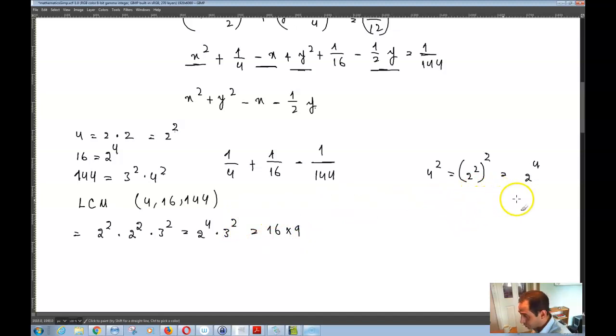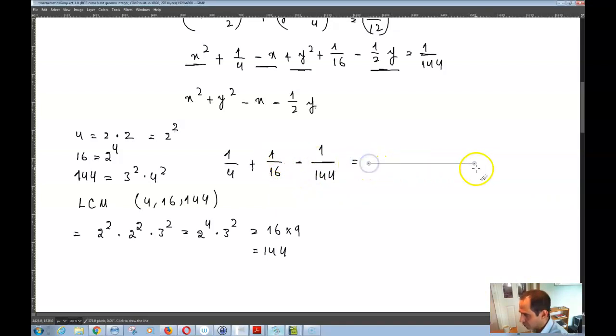16 times 9 is equal to 144. So 144 is the LCM of all of these numbers, meaning that 144 is divisible by all of these numbers. And just to check, 144 divided by 16 is equal to 9, and 144 divided by 4 is equal to 36. So that's basically how you would find the LCM of these numbers.